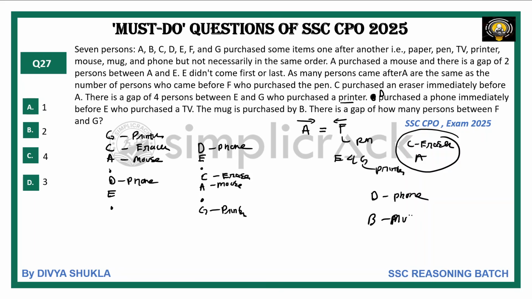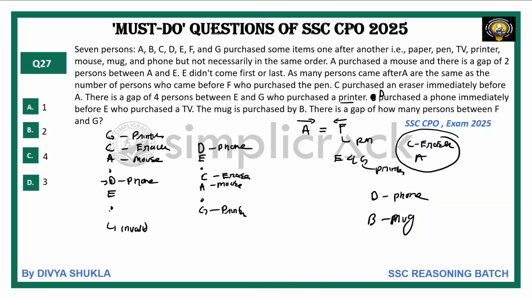People after A is equal to the number of people before F. Now in this arrangement, how many people are after A? 1, 2, 3, 4. That means 4 people should be before F. So 1, 2, 3, 4. So 4 people before F. That means F should have been in this position. So this arrangement is invalid.